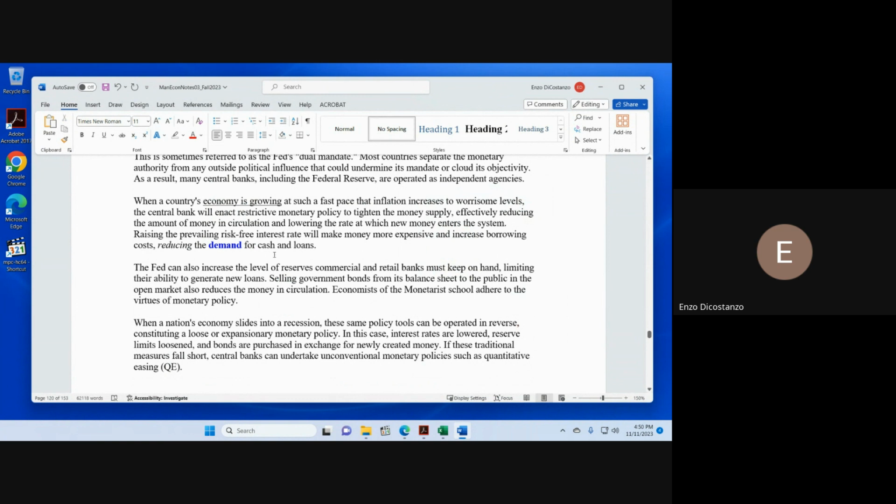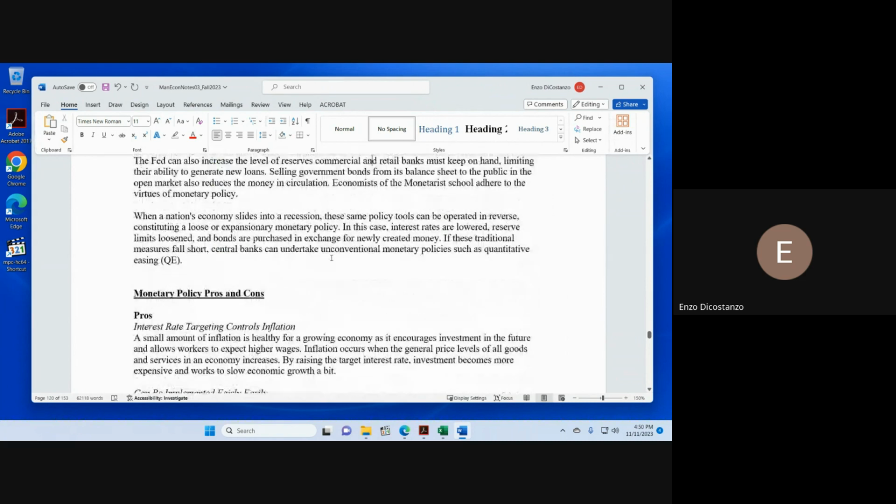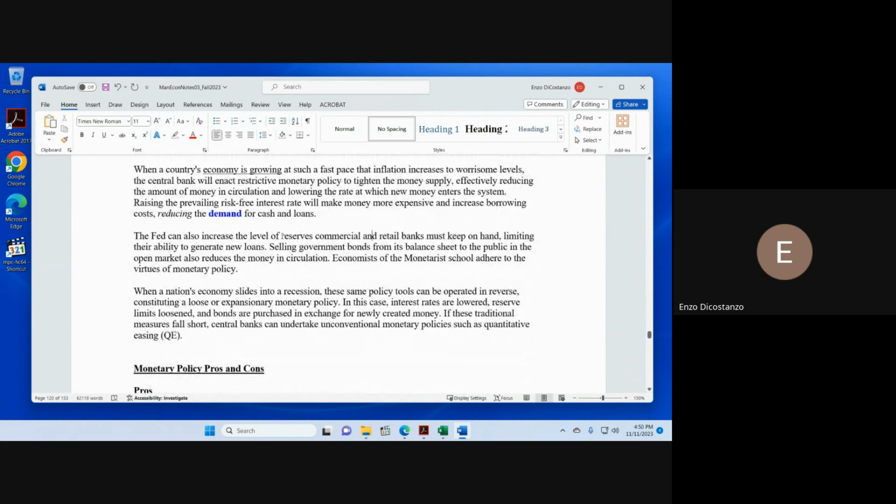So also the Fed can increase the level of reserves that commercial and retail banks have on hand, limiting the ability to generate new loans. Selling government bonds from its balance sheet to the public in the open market reduces money in circulation. Economists of the monetary school adhere to the virtues of monetary policy. Okay, so we have a little bit of a deeper version of what monetary policy can do for us.